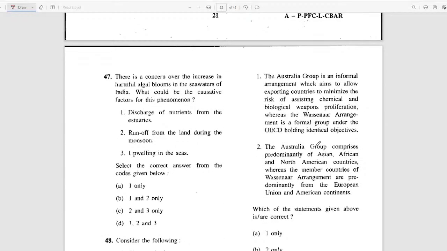The next question is, there is a concern over the increase of harmful algal blooms in the sea water. What could be the causative factors for this phenomenon? The important thing is, what is algal blooms? How it is caused?